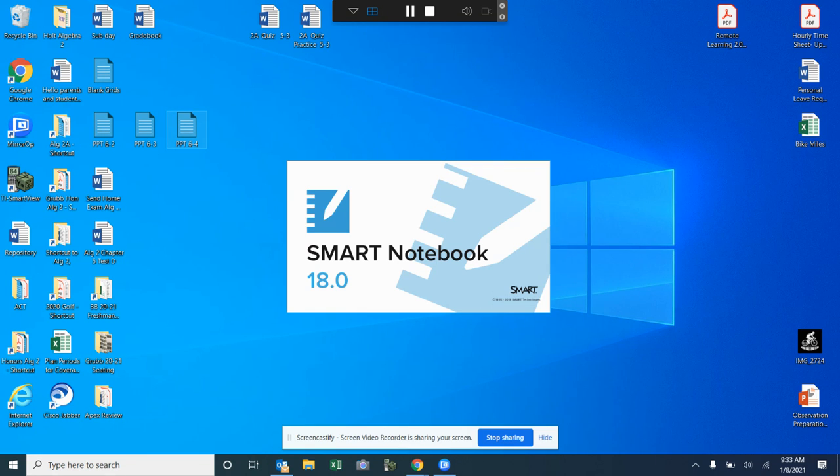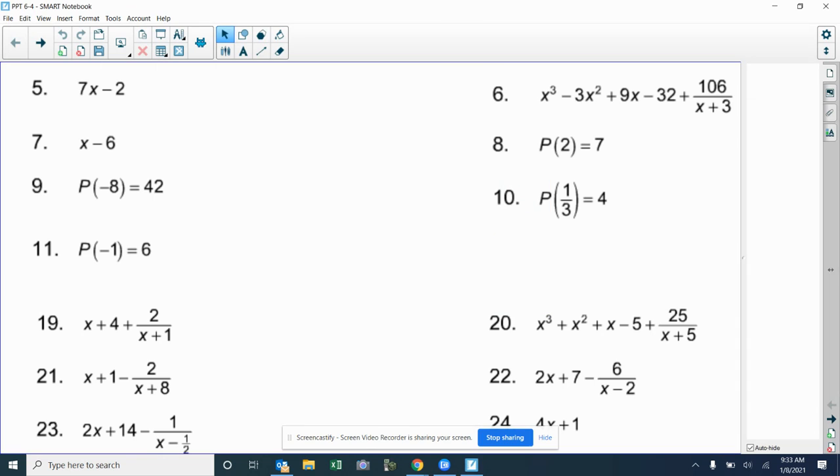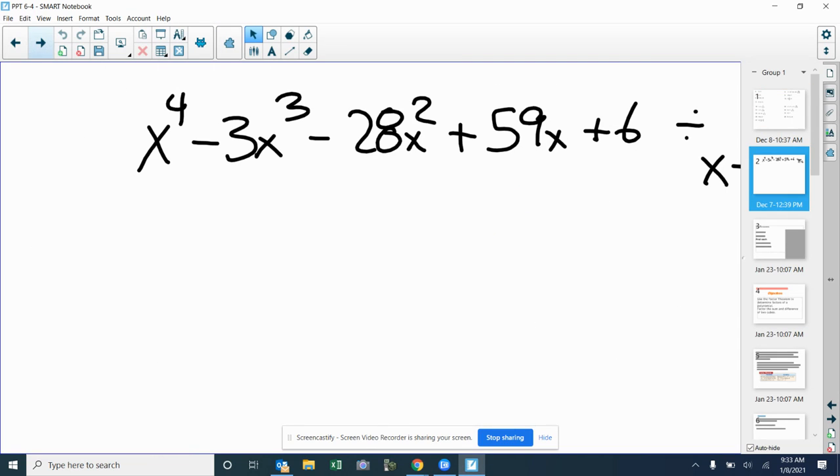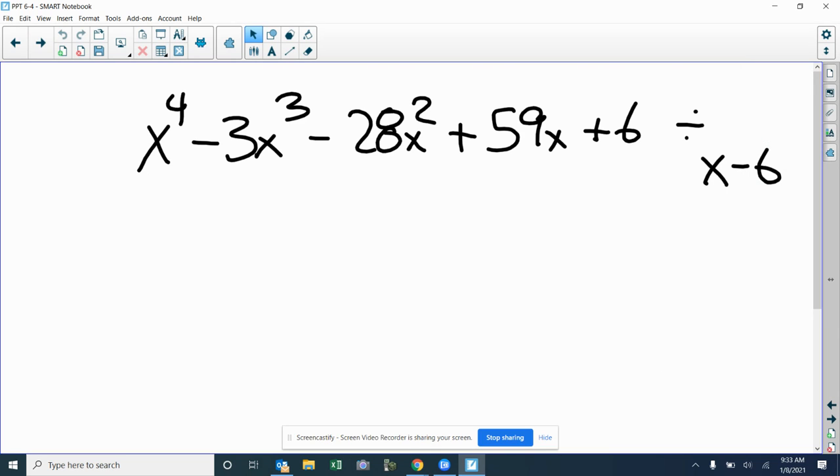Gonna do a couple things in 6-4 today, so you should feel okay about that. Let's start by doing a quick synthetic division on this problem. I know we just did one. This one's a little bigger and a little longer. What's going to go in our half box? Positive 6. So positive 6 is going in our half box.